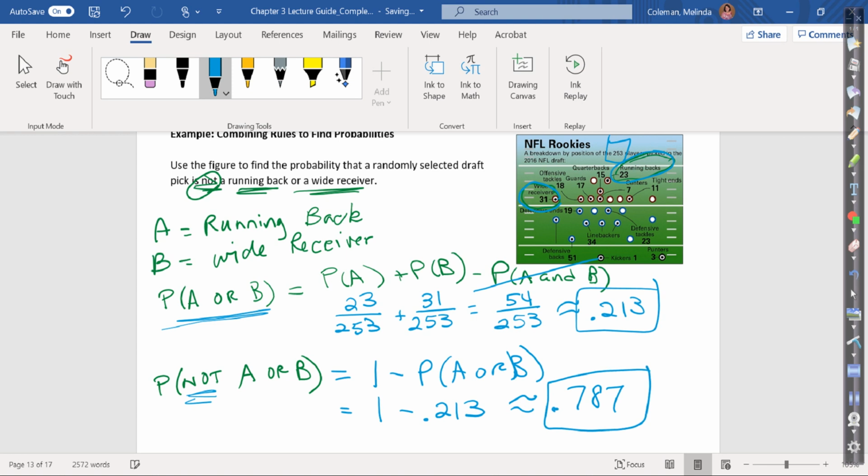So several different rules combined there. The combining of the or statement and the combining of the complement. So be sure that you, again, read very carefully and don't hesitate to do the correct one versus the incorrect one and then subtract it. And that wraps up section 3.